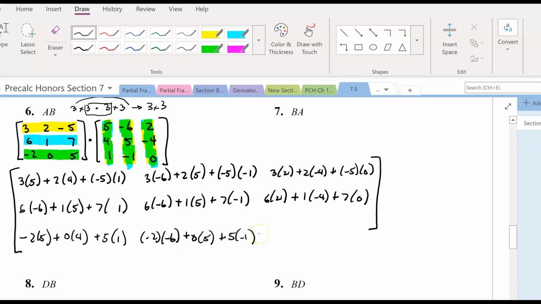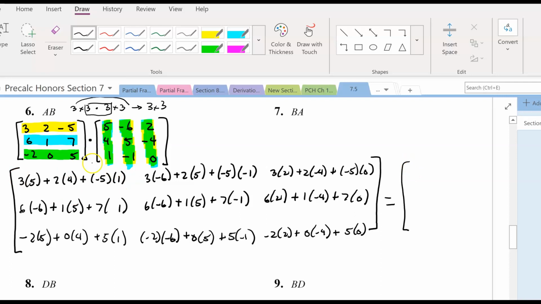Alright, and then third row, third column to get this last entry here. So I have negative 2 times 2 and 0 times negative 4 plus 5 times 0. All right, and then all I need to do is calculate what each of these entries is, and maybe you want to figure those out and double check with me, or double check that my answers are correct.